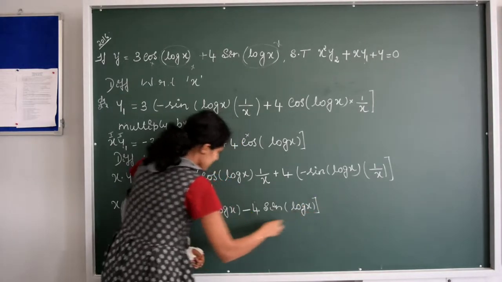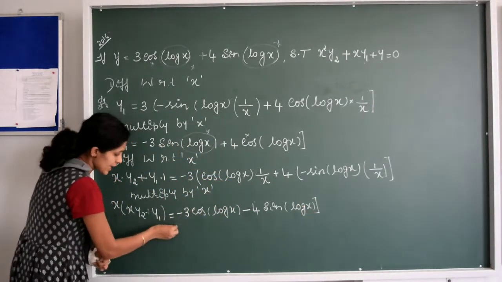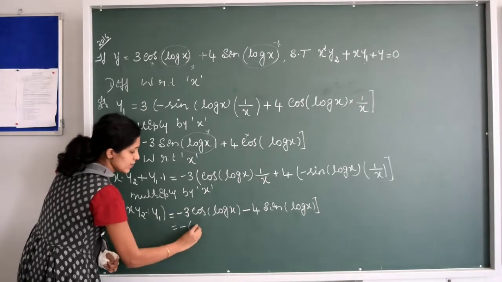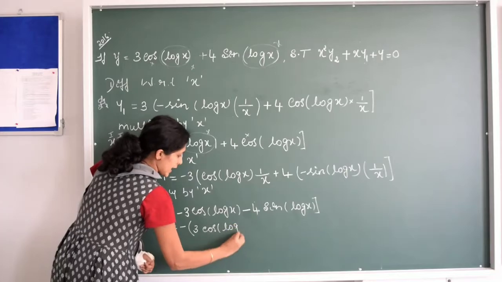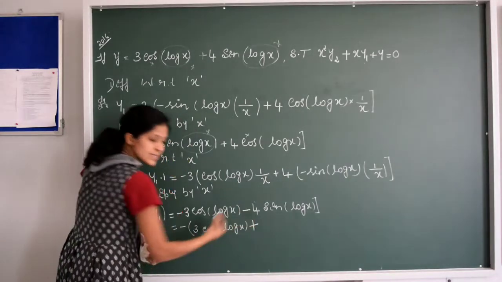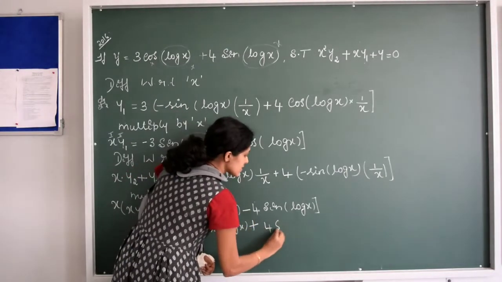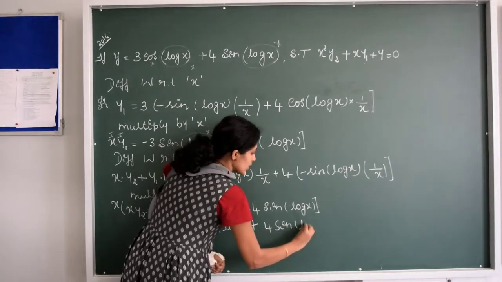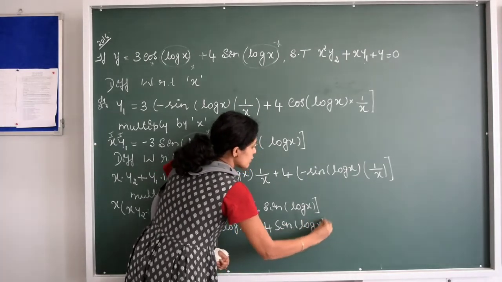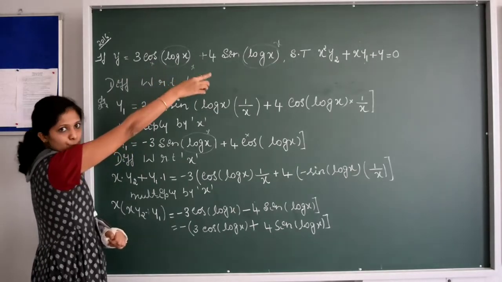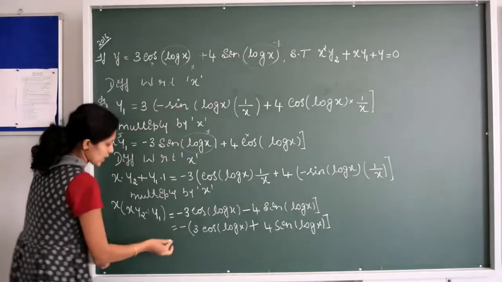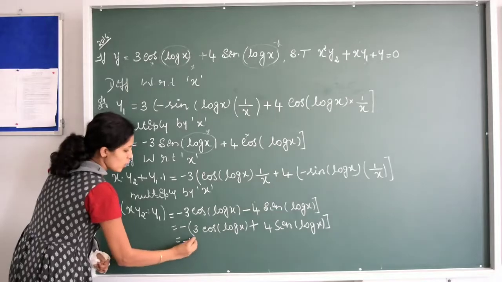Now here you can observe this, I can take minus common. If I take minus common, what is remaining here? 3 into cos of log x plus 4 into sin of log x. What is this now? This will be equal to y. Y is equal to 3 cos of log x plus 4 sin of log x. So I can write this as minus y. Is it clear?